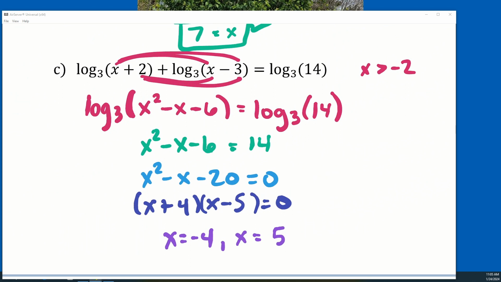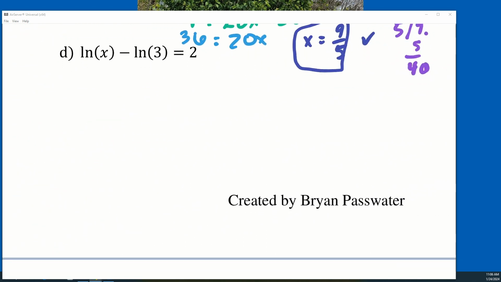So which one doesn't work on this one? -4. So -4 was extraneous. 5 is the only solution. All right, how y'all feeling about this? It's okay? There's a lot to remember, especially after being out of school for an extended period of time.